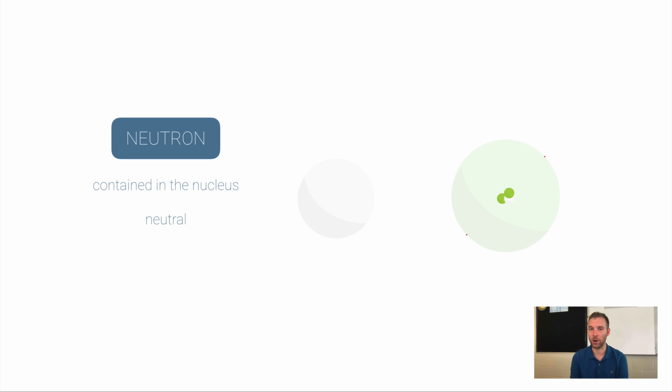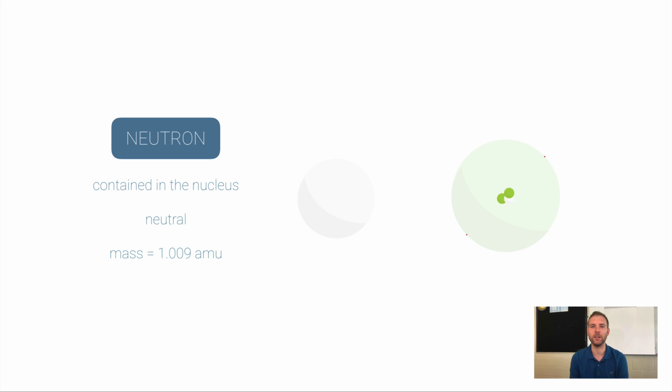Neutrons are also in the nucleus. They don't have a charge, and they have a mass that's incredibly similar to that of a proton. It's just slightly larger, 1.009 AMU, really just a slight difference in mass, and then, of course, no positive charge.